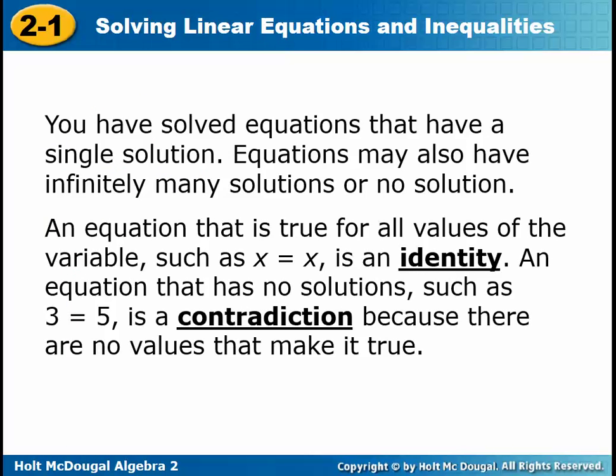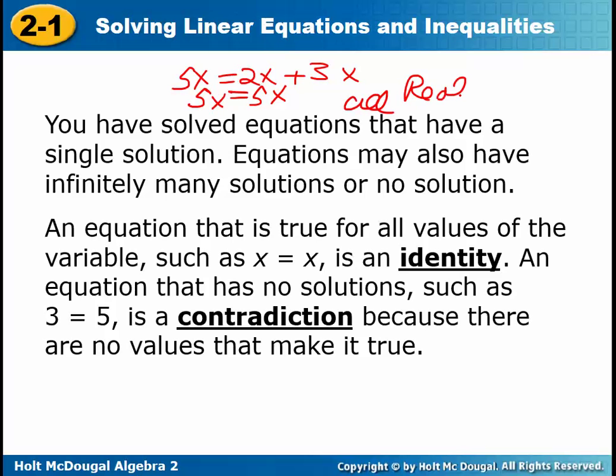All right, now I told you at the beginning that there's sometimes where you'll get more than one answer that will work when you solve an equation. Sometimes there's no answer that'll work. Sometimes any answer would work in the equation. For example, 5x equals 2x plus 3x. If I go ahead and combine my like terms on the right side, I get 5x. 5x equals 5x. No matter what value I use for x, this will always be true. This is called an identity. When you get an identity, your answer that you write on your paper is all real numbers.